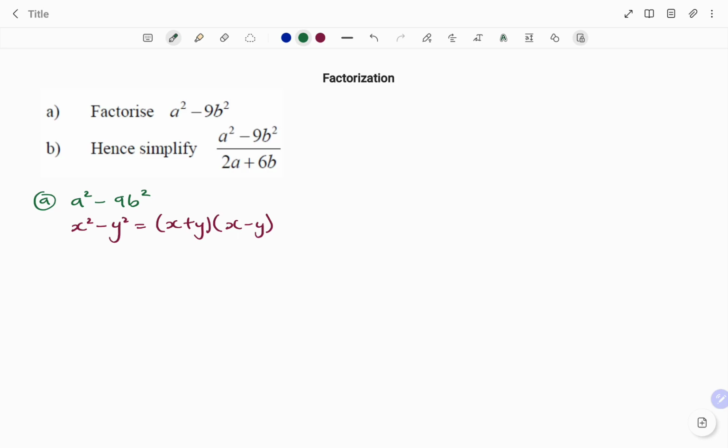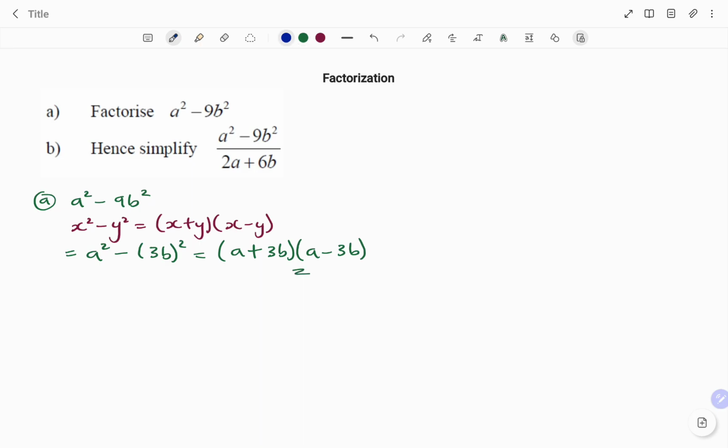If I put in my values, that will be a squared minus, 9 is a perfect square, so we have that as 3b all squared. If you apply the laws of exponent, that will be 3 squared b squared, and that's 9b squared. Factorizing, my x now is a and my y is 3b. So I have a plus 3b, a minus 3b.